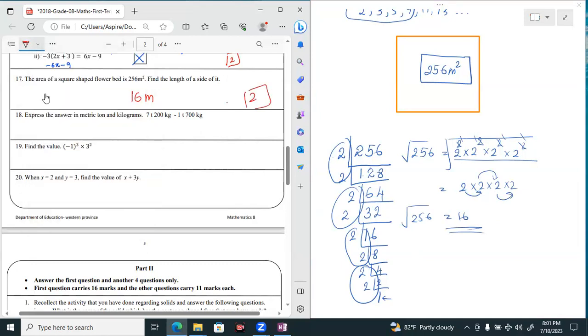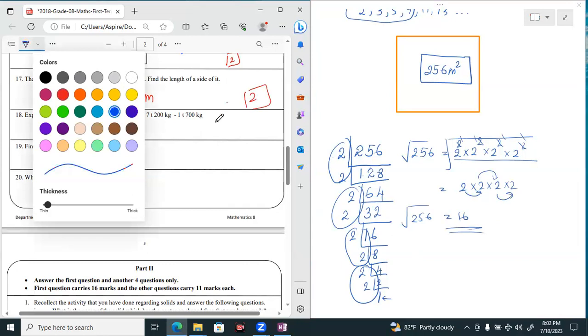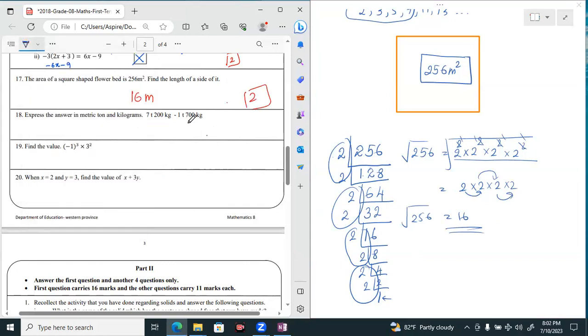Okay. Then the next one is a subtraction of two mass measurements. Then you can write down the tons and kilograms separately. Then you can subtract it. 7 subtract 12, it's 5. 1 subtract 6, it's 5. It should be 5 tons and 500 kilograms.